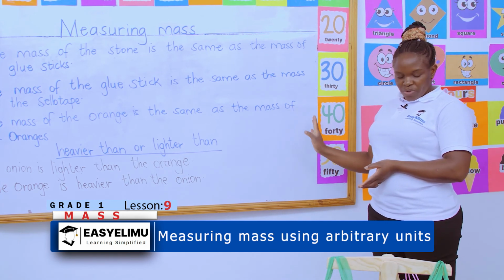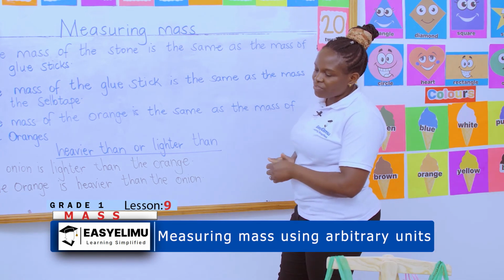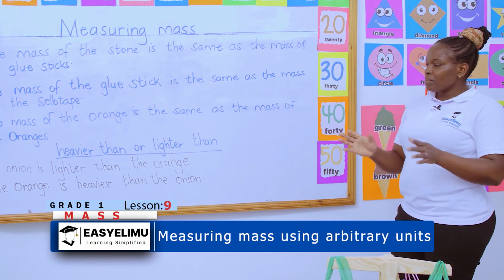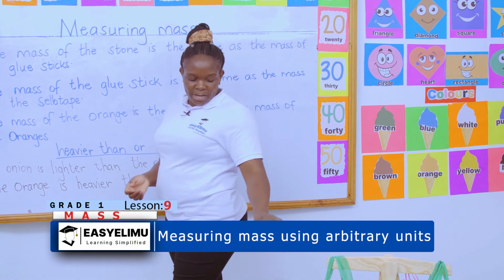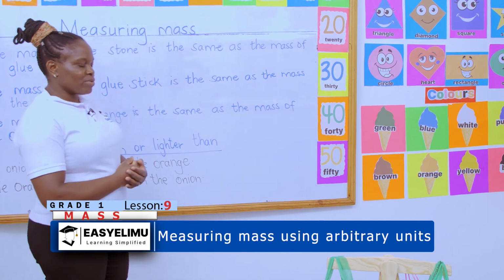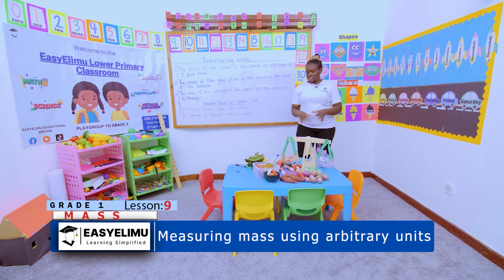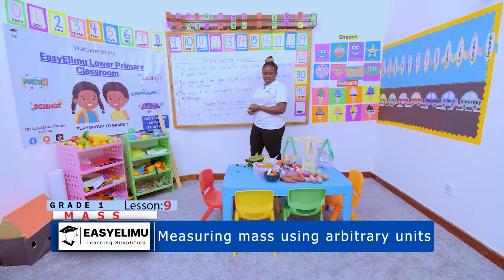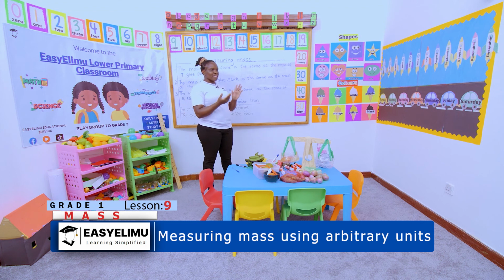Now, during your free time, when you go to the field, try and weigh the mass of the sand. Take a tin, pick some sand, come with it to class, and try and put it on our weighing scale. Find out between the sand and the stone, which one is heavy. I'm not going to remove these things until Friday, so that you do more practice on this and find out the size of the mango. Is it equal to the size of the stone? Is it equal to the mass of the onions, the tomatoes, and what have you?